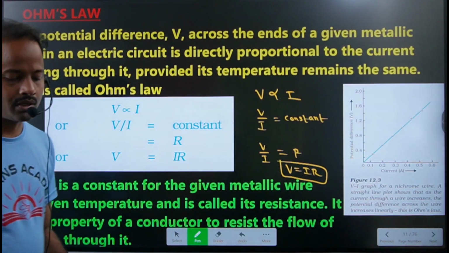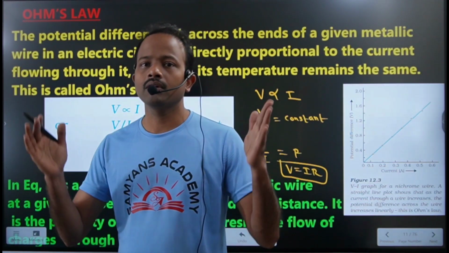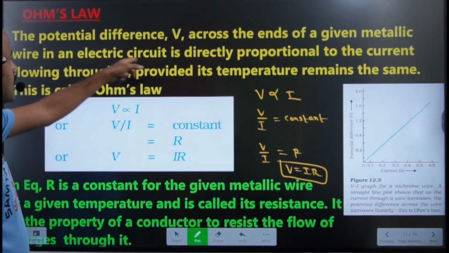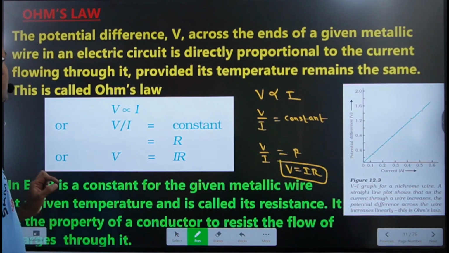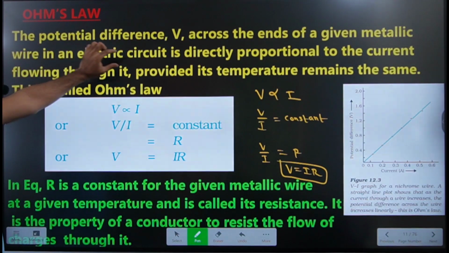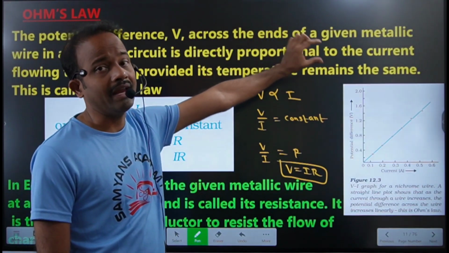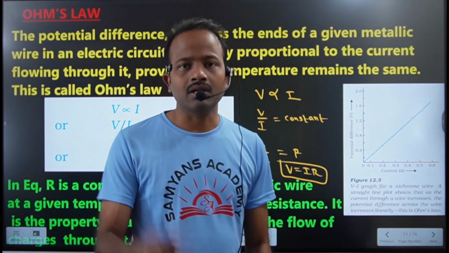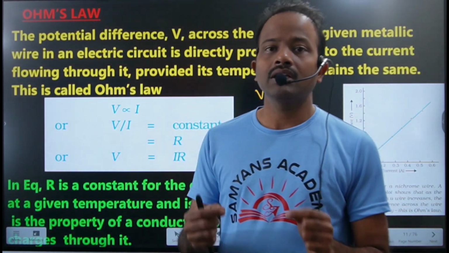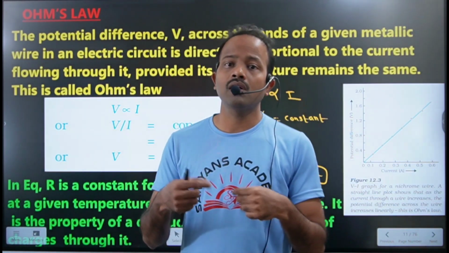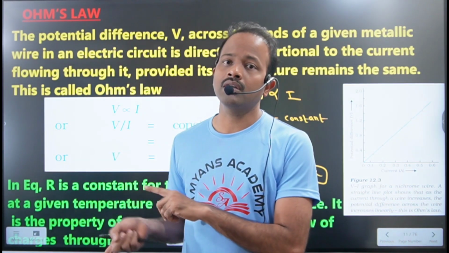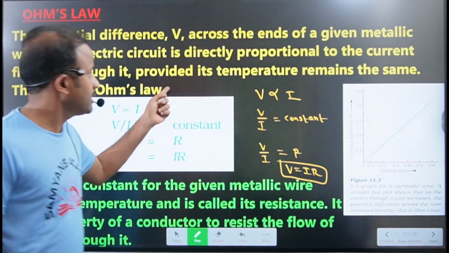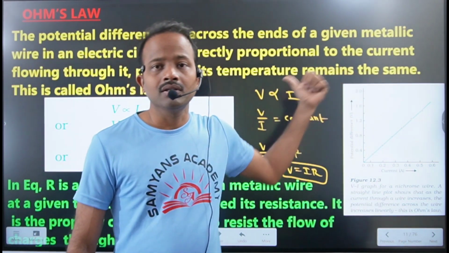ఎలా గుర్తుపెట్టుకోవాలి అంటే పొటెన్షియల్ డిఫరెన్స్ ఎప్పుడు కూడా మెటాలిక్ వైర్ 2 ఎండ్స్ మధ్యలో అప్లై చేస్తున్నాము. అప్లై చేస్తున్నప్పుడు ఏమవుతుంది? అందులో కరెంట్ అనేది ఫ్లో అవుతుంది. ఆ ఫ్లో అయ్యే కరెంట్ పొటెన్షియల్ డిఫరెన్స్ అనేది అప్లై చేస్తున్నప్పుడు కరెంట్కి అండ్ పొటెన్షియల్కి ఎటువంటి రిలేషన్ ఉంది? డైరెక్ట్లీ ప్రపోర్షనల్. డైరెక్ట్లీ ప్రపోర్షనల్ మీన్స్ if voltage increases, current value also increases. If voltage value decreases, current value also decreases. Means voltage is directly proportional to current flowing through it, provided its temperature remains the same.